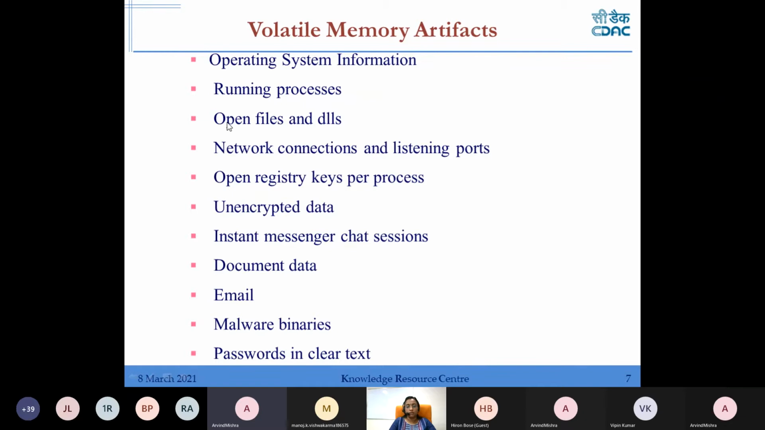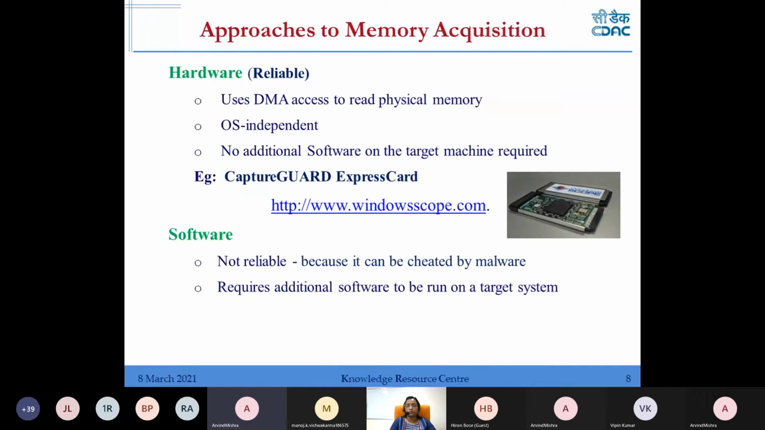All that information we can get from the memory. Then email related information we will get, malware we will get, and of course some passwords also we are able to get from analyzing the volatile memory artifacts. So next is how to acquire the memory.